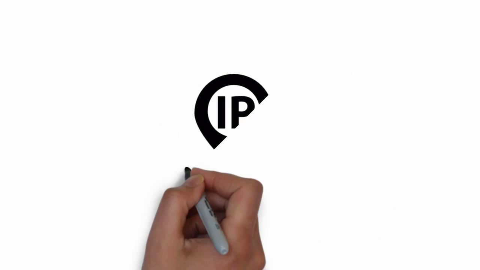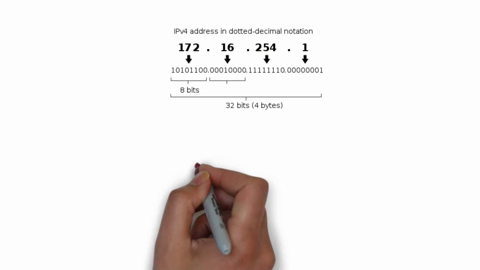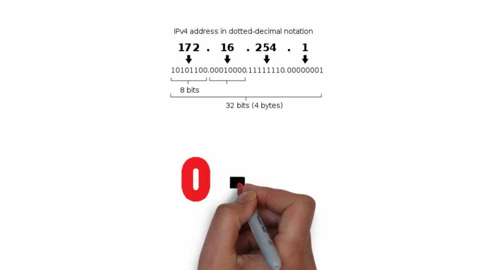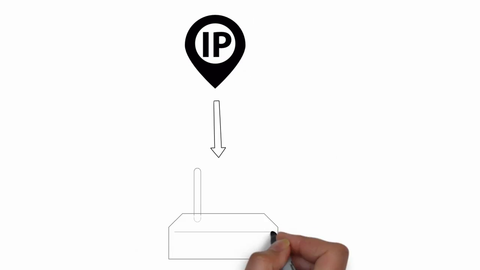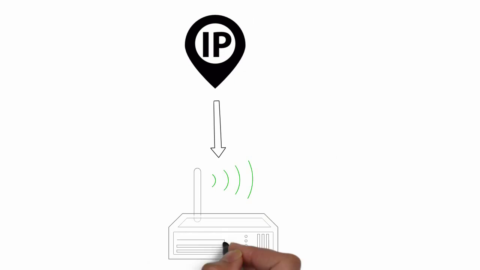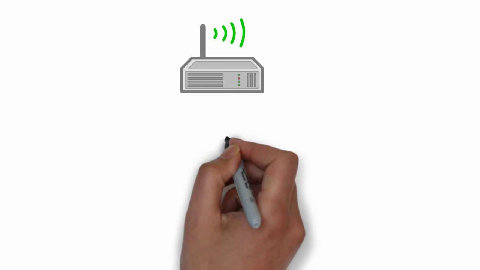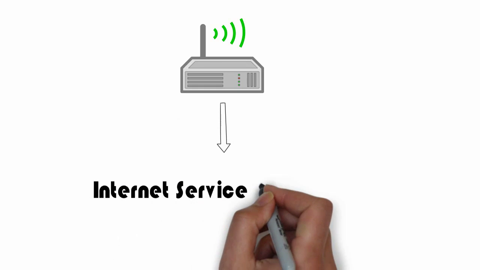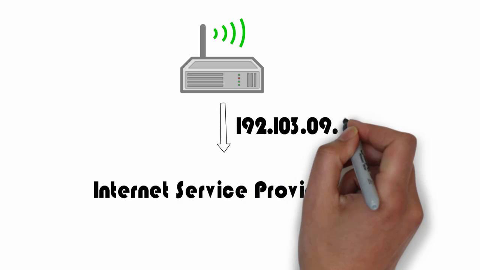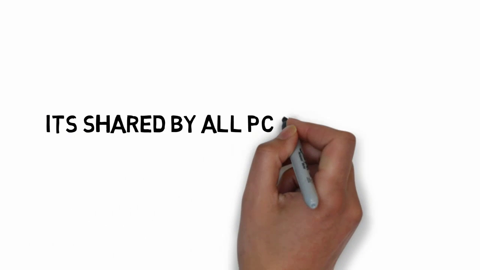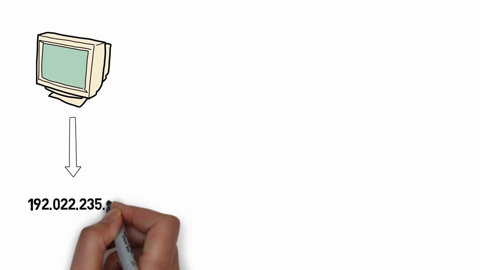An IP address is formatted as a series of 4 values separated by periods. Each value ranges from 0 through to 255. Each period is just a period. For your home or office network, the IP address is most likely assigned by the router using something called DHCP. The router is assigned an IP address by your internet service provider, who is called ISP. That internet IP address is shared by all PCs on your network, but not at the same time. In the end, every device has a unique IP address.